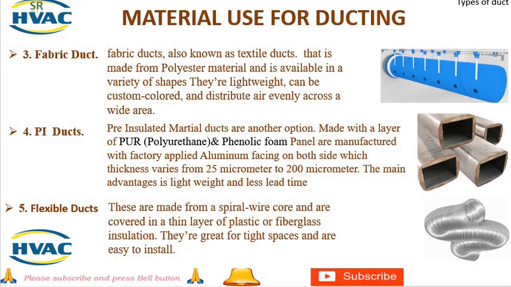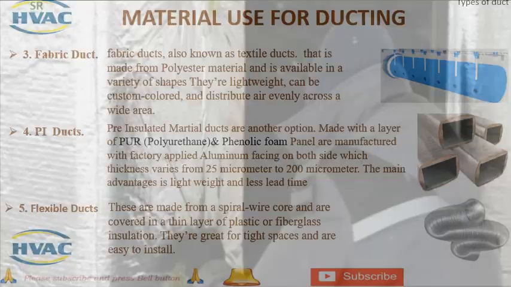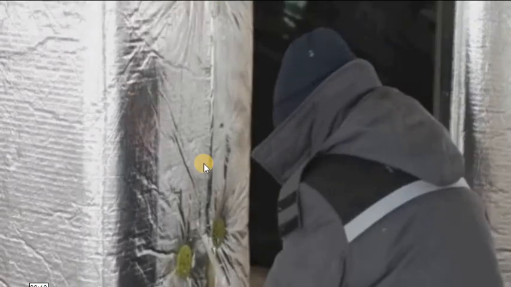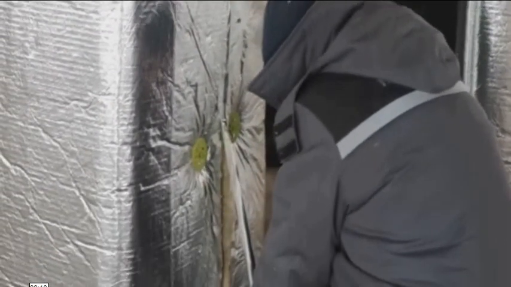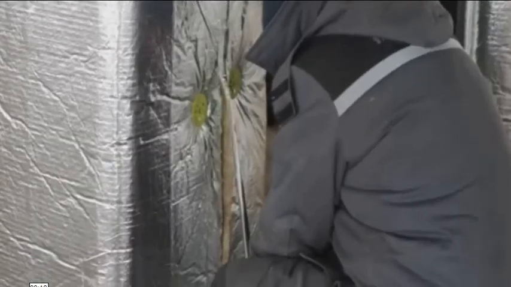Okay, the next point is PI duct, or you can say pre-insulated duct. This is another option you can use. This is made from phenolic and polyurethane. Okay, on both sides it is applied with an aluminium face. The thickness varies from 25 micrometer to 200 micrometer. Yes, you can see it in the video itself. Okay, I hope you are clear about PI duct, pre-insulated material.